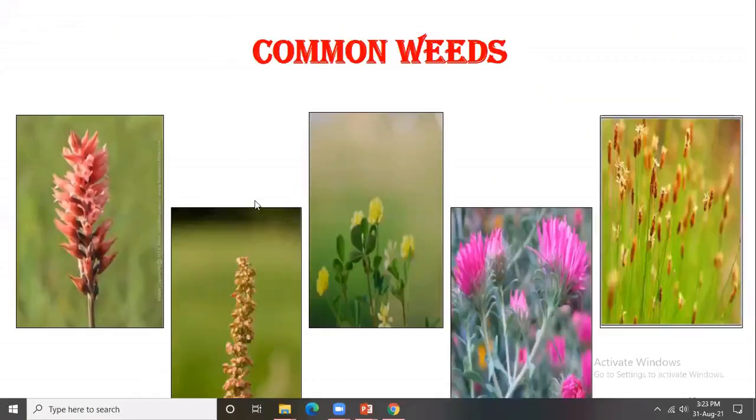Before, for your seniors, identification of weeds was one practical, identification of fertilizer was one practical, and identification of climatic and non-climatic and dicot and monocot together was one practical. That's why we had three practicals. But now the syllabus has changed, so we include three or four parts in one practical. That is the difficult thing here.